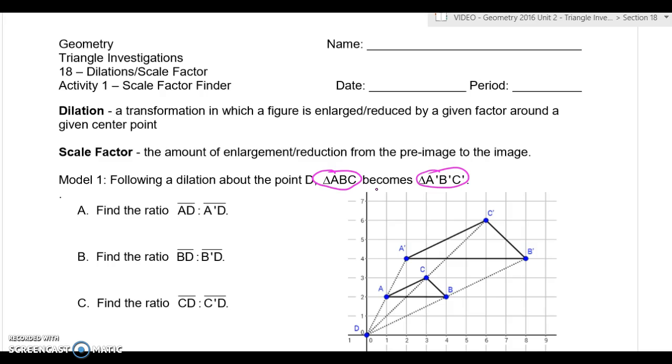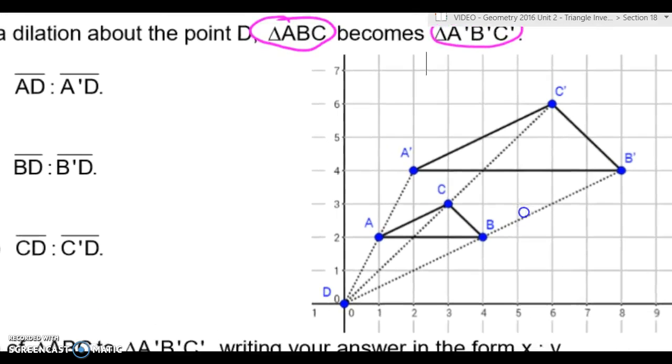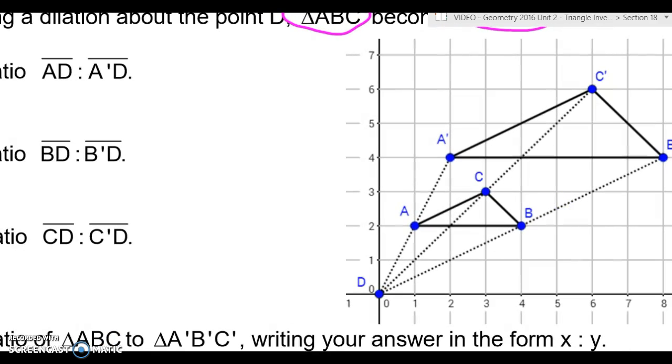So in this particular one, we want to find the ratio of AD to A prime D. We don't want to measure it using a ruler. We just want to see if there's any kind of a relationship between the corresponding pieces. So point D is our dilation point, and that's where this original triangle ABC is being dilated from point D to be our new triangle A prime, B prime, C prime. So the corresponding parts are, you notice A and A prime are both on that same dilation line. So we're looking to see, is there a relationship between those points?